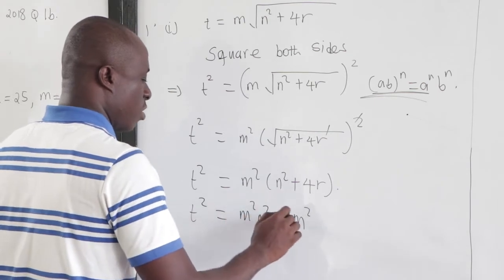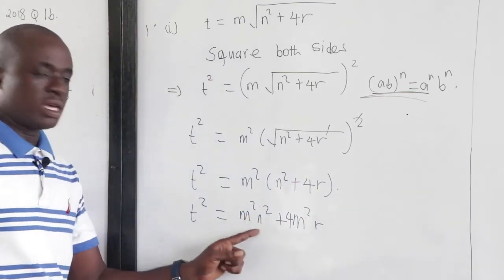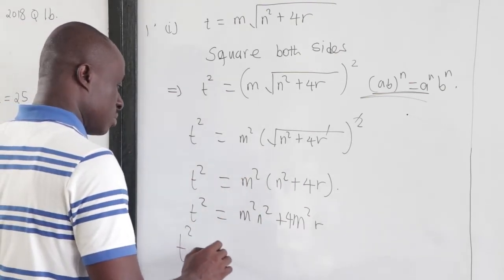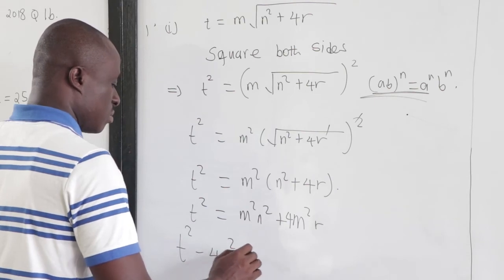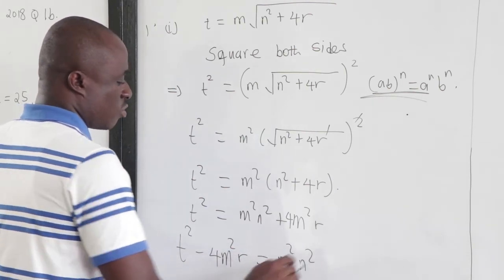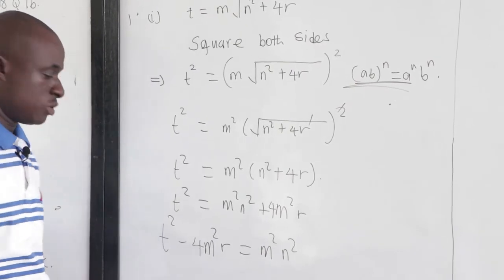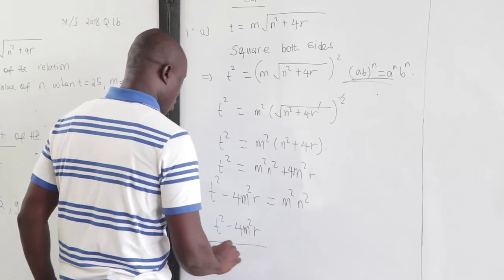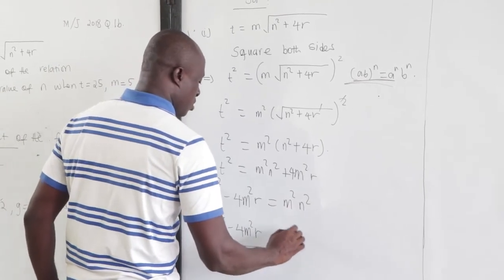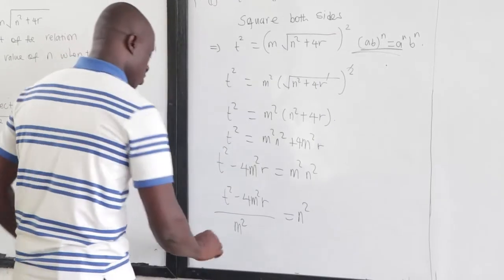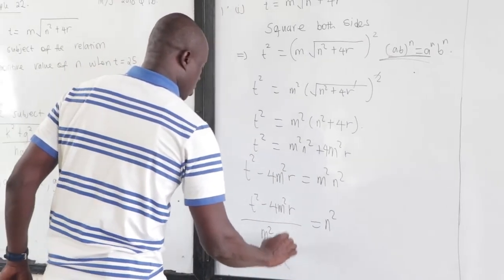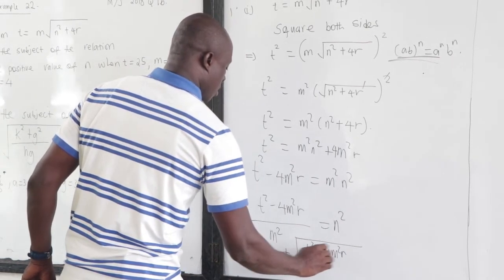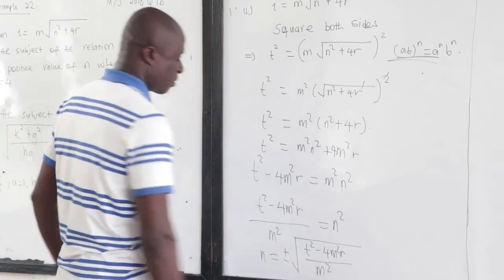That is 4m squared r. We want to make n the subject, so this has to move to that side, grouping like terms. We divide through by m squared. So you have t squared minus 4m squared r all over m squared equal to n squared. Now you have to take square roots, so you have n equal to plus or minus square root of t squared minus 4m squared r all over m squared.